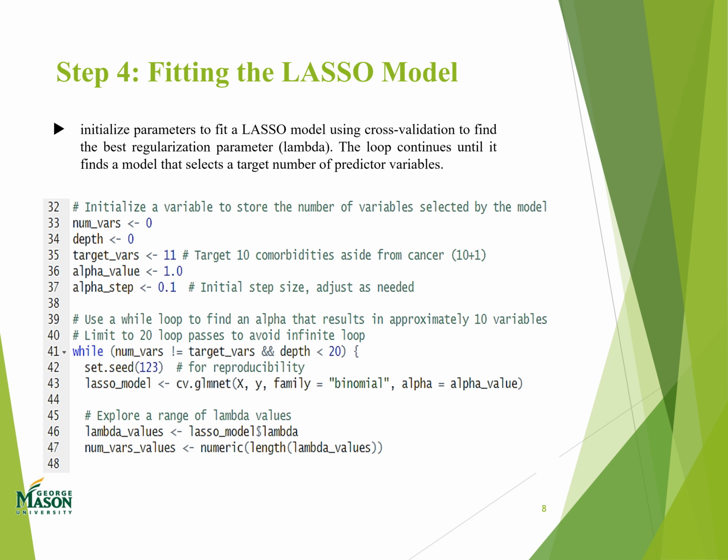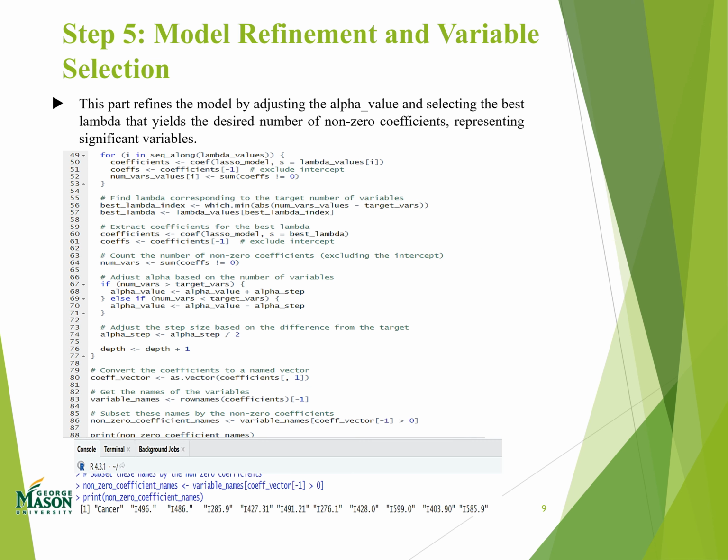Step 4 is fitting the lasso model. In this step, initialize the parameters to fit the lasso model using cross-validation to find the best regularization parameter lambda. The loop continues until it finds a model that selects a target number of predictor variables. Step 5 is model refinement and variable selection. This part refines the model by adjusting the alpha value and selecting the best lambda that yields the desired number of non-zero coefficients representing significant variables. The results are shown on the console after the line print non-zero coefficient names.